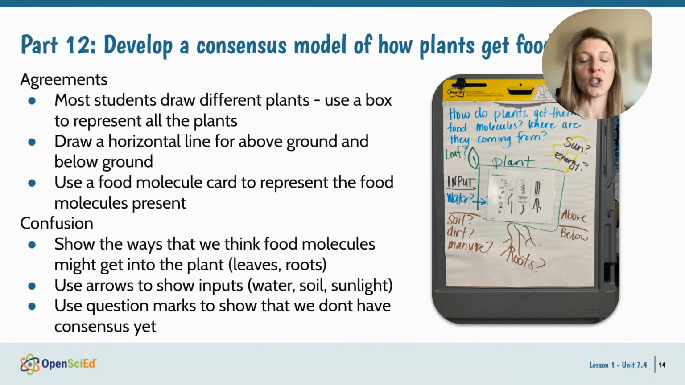I make sure to place question marks on every arrow to show that we don't have consensus yet. Remember, if your students aren't saying all those things, that's okay. Go with what your class is asking you to represent.